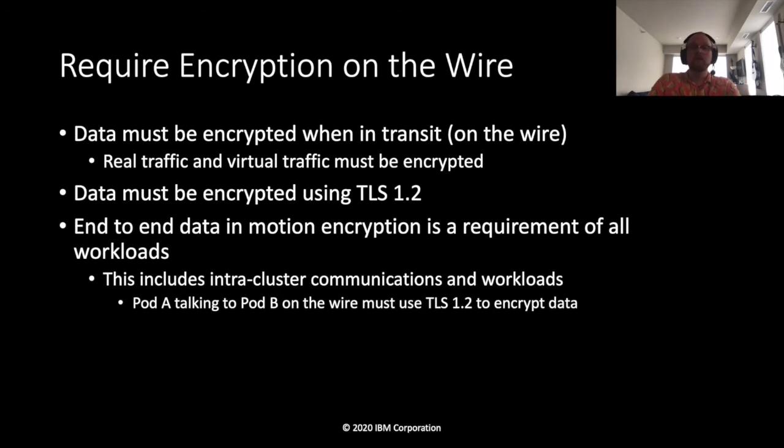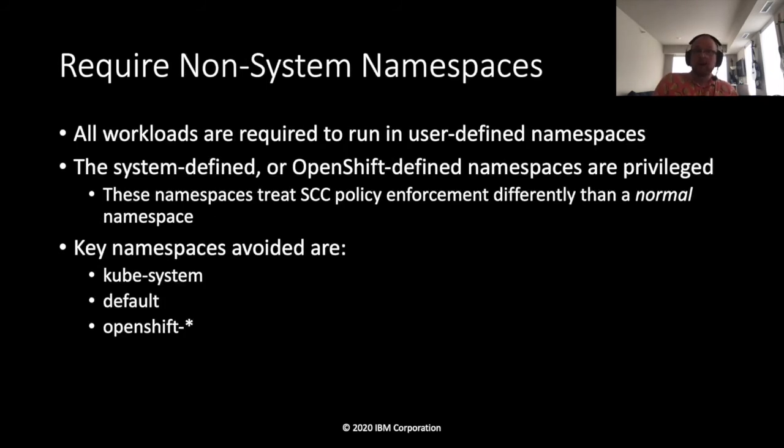So that's why we require any network connection and any data that's transferred on the wire to be encrypted using TLS 1.2. And we also require non-system namespaces. So your offering or workload or application should be able to run inside of a user-defined namespace. And there's a set of system-defined or special OpenShift-defined namespaces that are privileged.